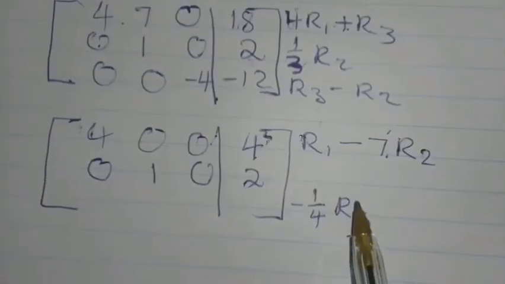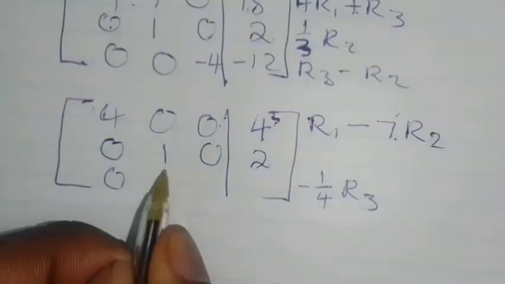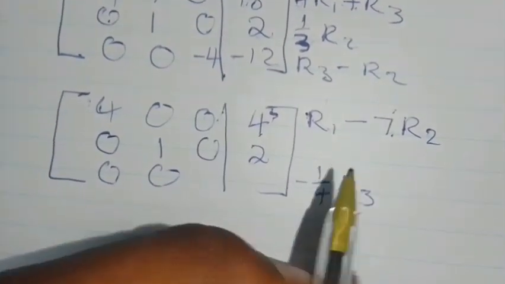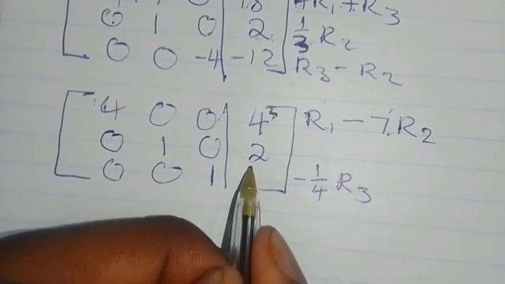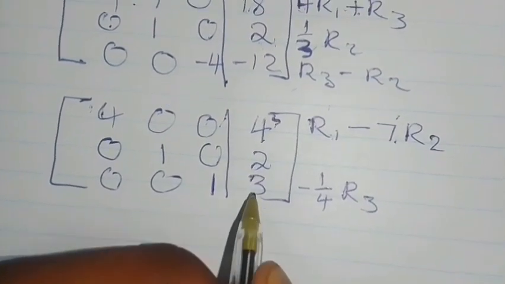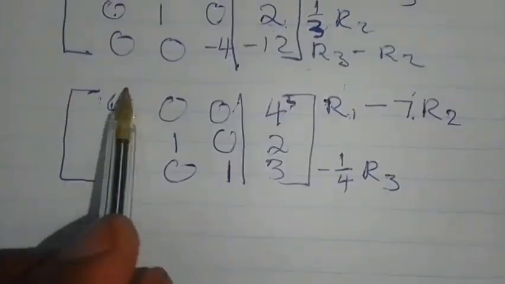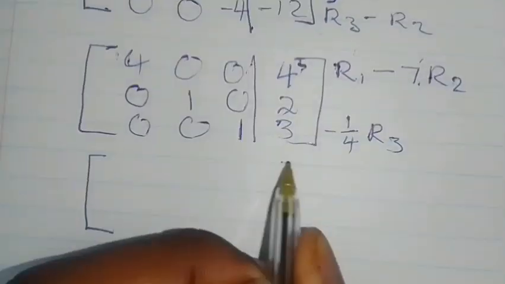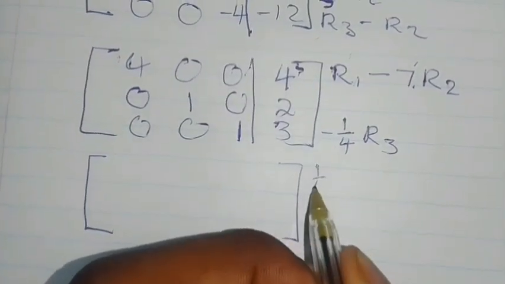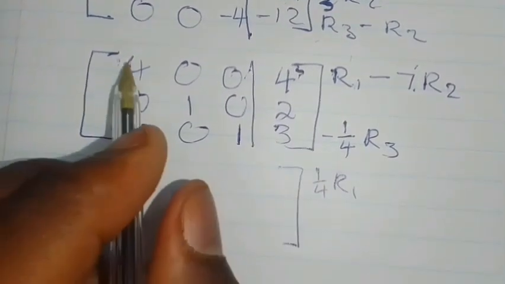And then we divide row 3 by minus 4. Then we have 0, 0, minus 4 divided by minus 4 is going to give us 1. And minus 12 divided by minus 4, that's going to give us 3. So we have something like this. Now realize something. Row 1, we still have 4 here. We have to replace row 1 by 1 over 4 row 1. That way we can get this to be 1.